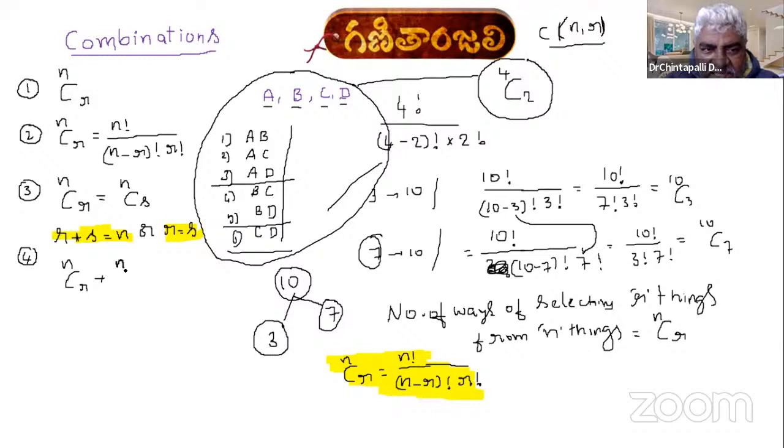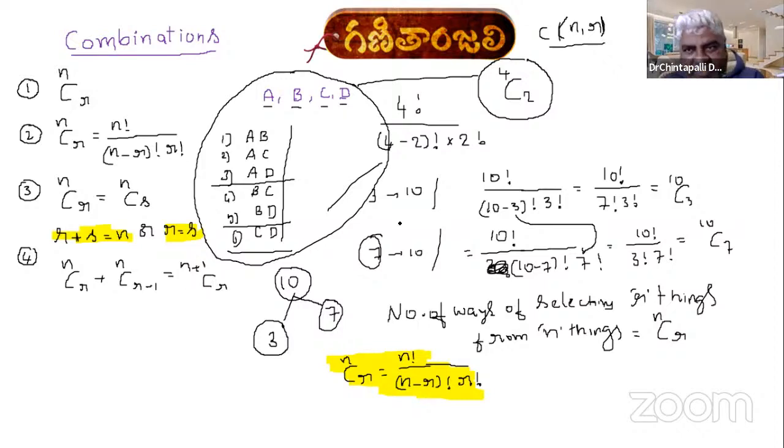nCr plus nC(r minus 1). Observe this formula carefully. The top indexes are the same, and the lower indexes differ by 1 only. This is nCr, this is nC(r minus 1). nCr plus nC(r minus 1) is now equal to (n plus 1)Cr.